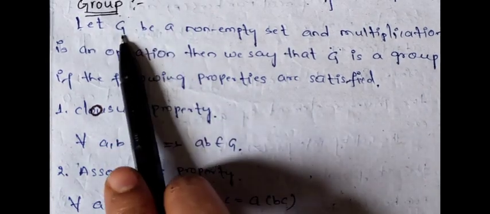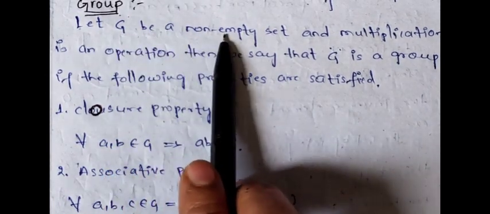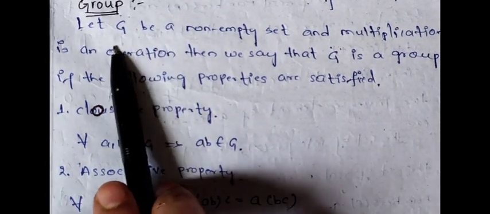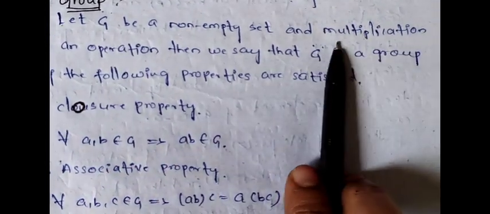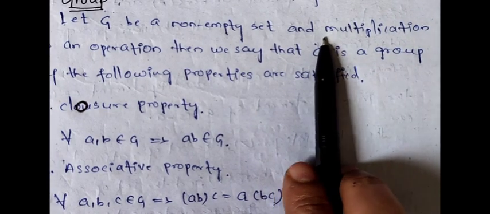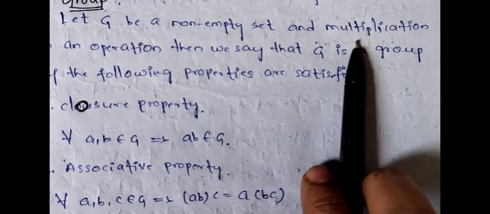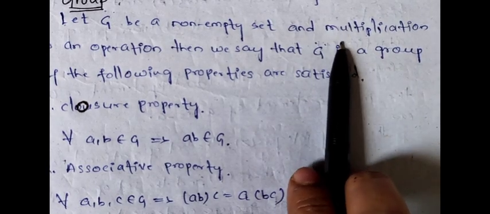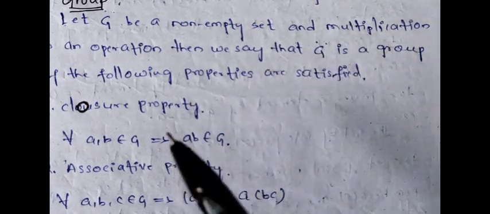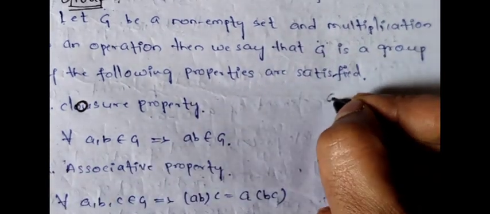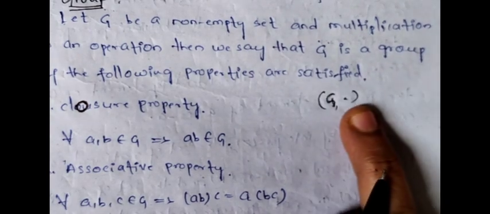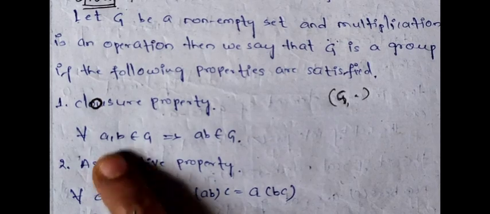For this group we are taking a non-empty set G. We are taking a non-empty set, that means it should contain at least one element, and also we are taking one operation, that is multiplication. We can also take any operation like addition or subtraction, but in general in this definition we are taking the operation as multiplication. Then the algebraic structure we are defining is G under multiplication. This is said to be a group if it satisfies four properties.